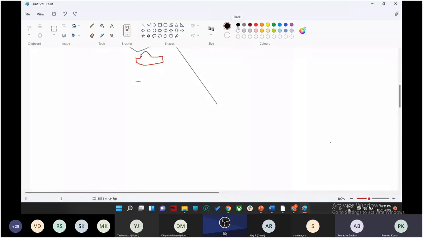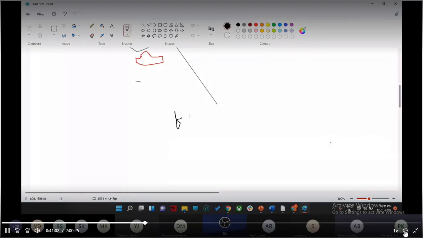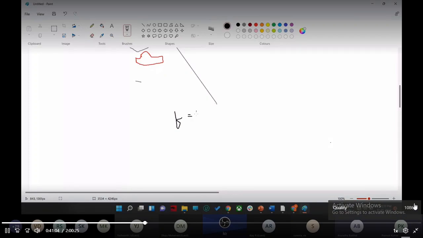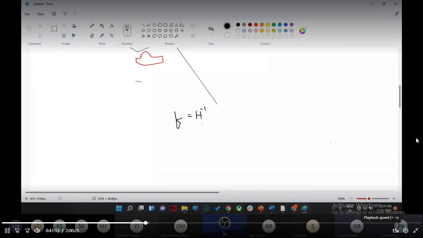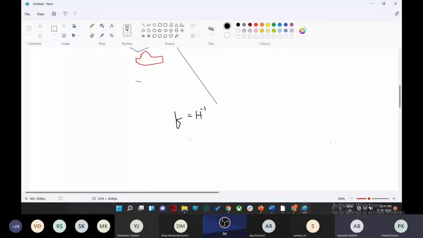We'll consider the estimated F equals H, and we'll be doing an inverse of it. So H into H inverse will give us the impulse response of the signal. The next step is we convolve the estimated F, that is H inverse, with the received signal.